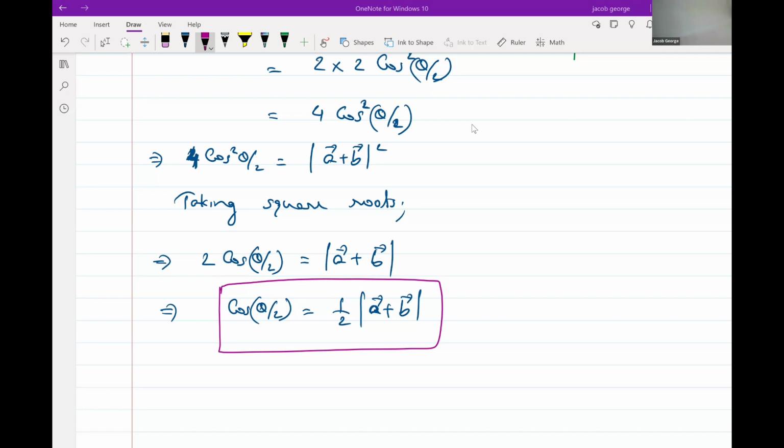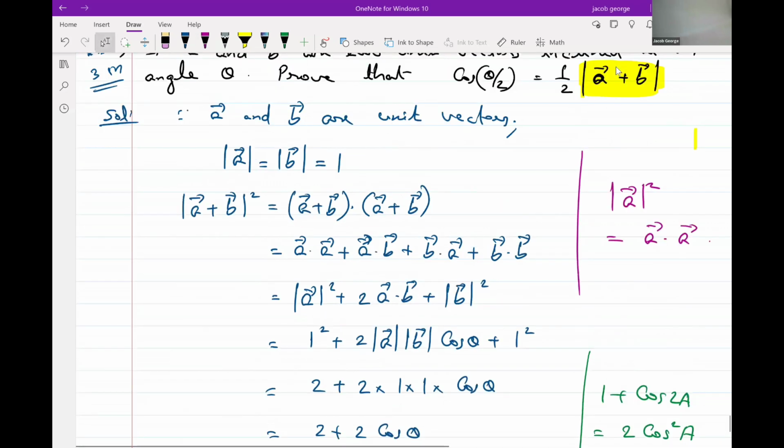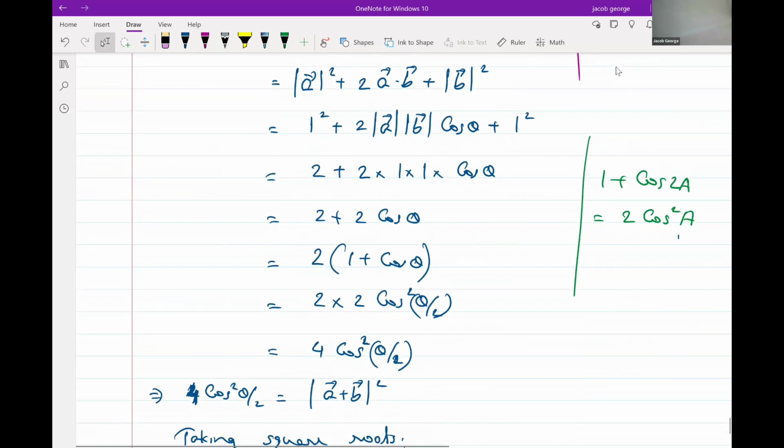Next, a similar question we have: sin theta by 2 is half of the magnitude of vector A minus vector B. When you do that question by squaring, you will get towards the end 1 minus cos theta. What is 1 minus cos theta? 2 sin square theta by 2. Then you will get the answer as sin theta by 2. Okay, so please do that also right now.